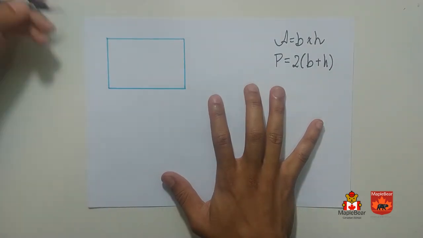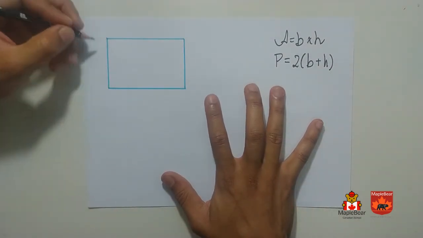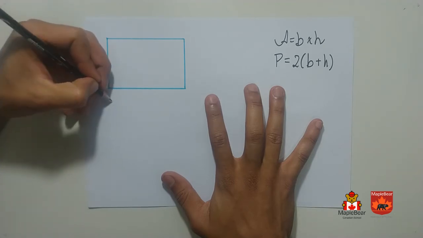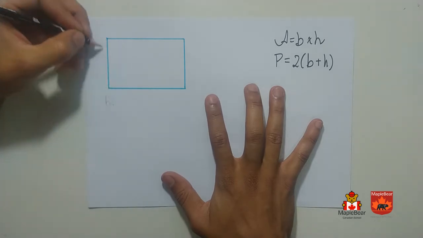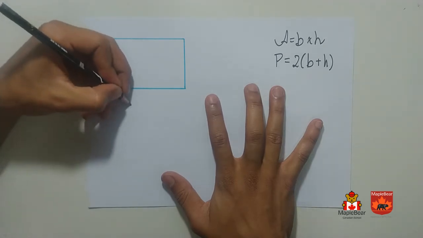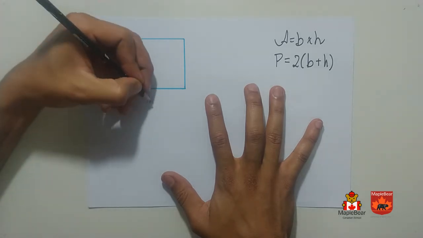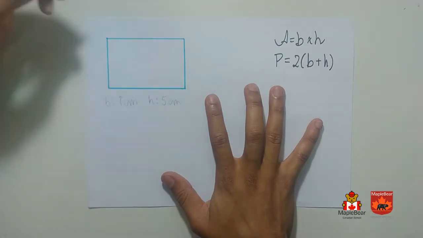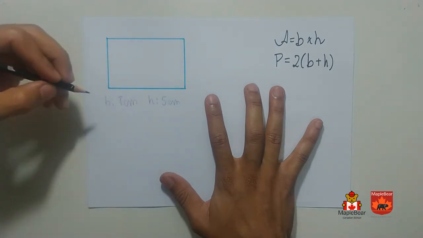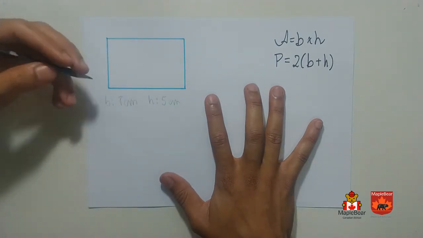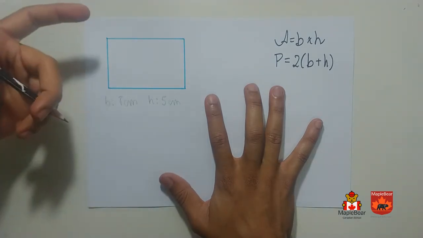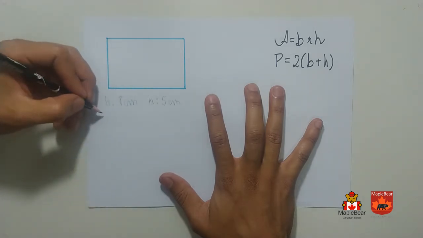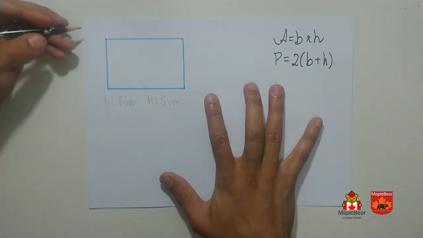So, think with me. If I know that my base, I have this blue rectangle here, and if I know that my base is going to be equal to 8 centimeters, okay? And if I know that my height will be equal to 5 centimeters, okay? I'm saying the values of my variable. Variable means that it can vary, it can change, and it will work for anything, okay? So here, now I can calculate the area of that and the perimeter of that too.